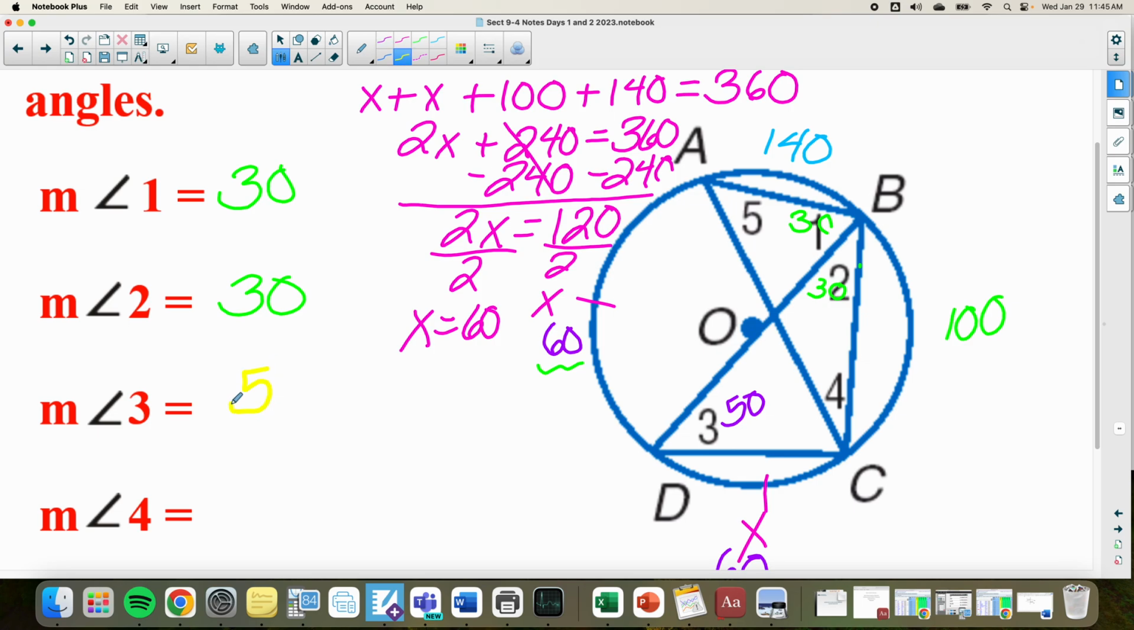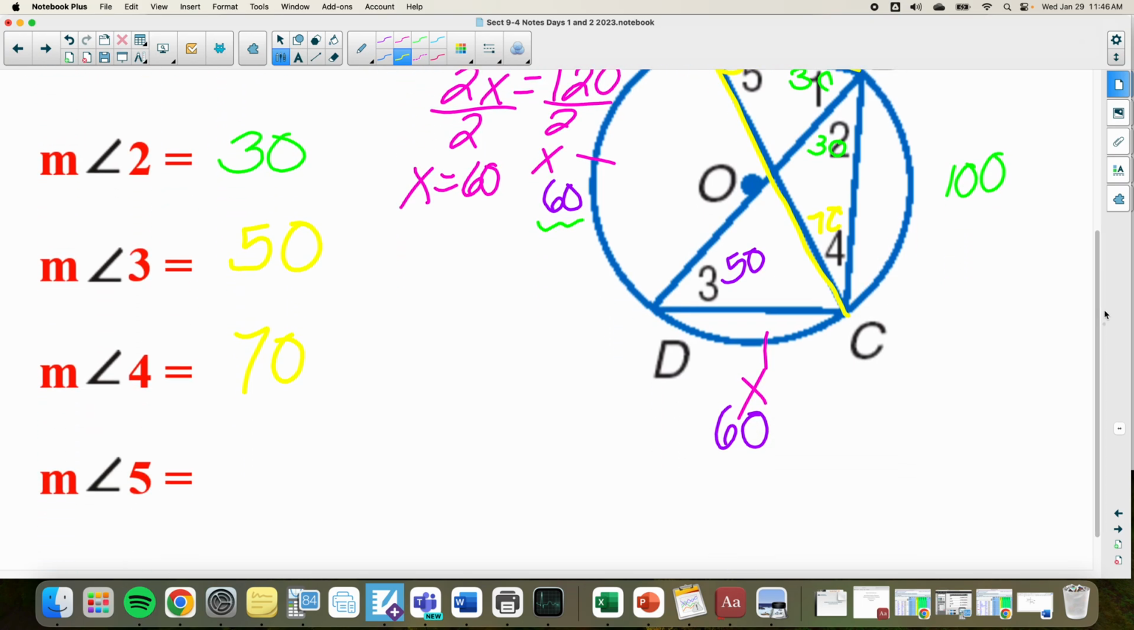So this is 50. Angle 4 is right here. And that intercepts 140, so what would this be? 70. Okay. And then the last one is asking us to find angle 5, which is right here, and that intercepts 100, so it's half of 100, which is 50. Okay?